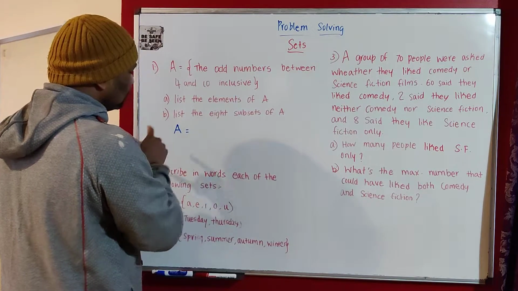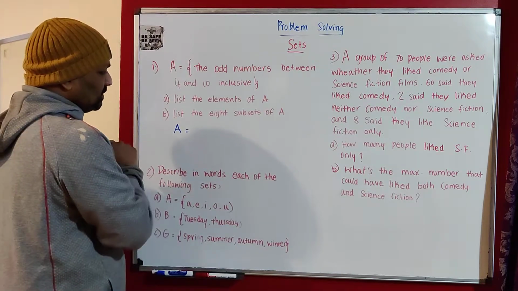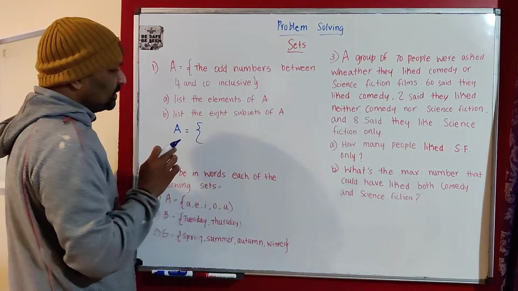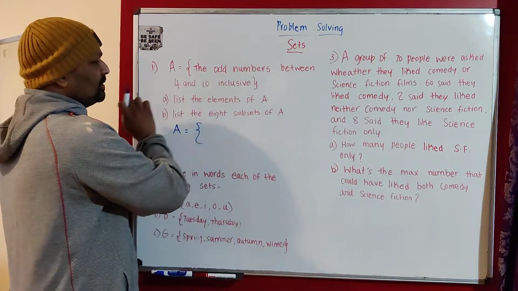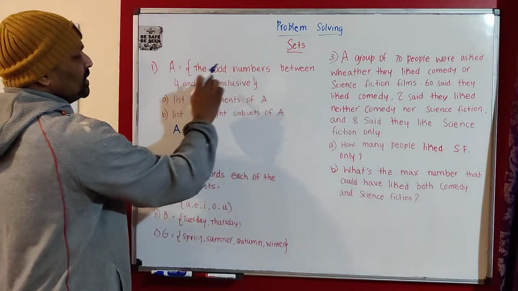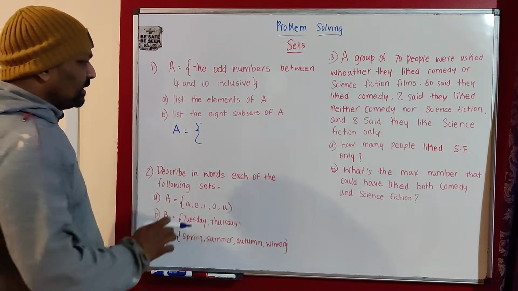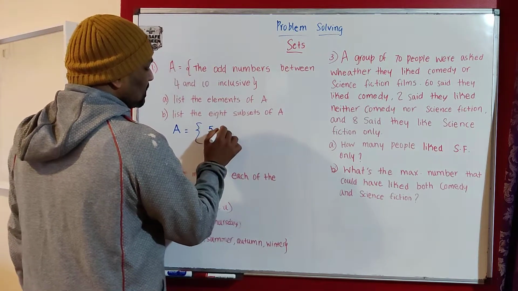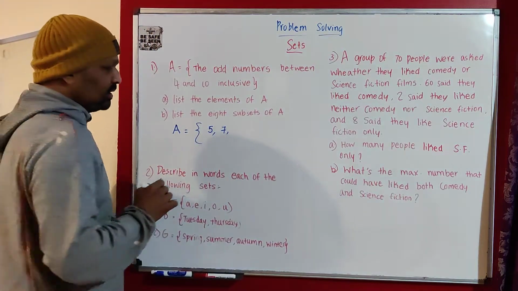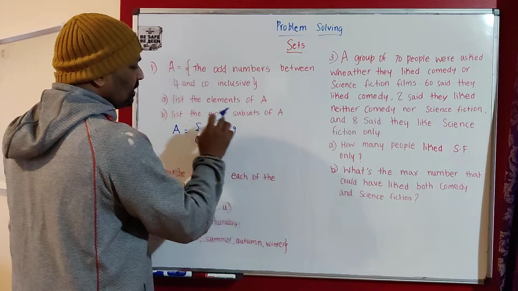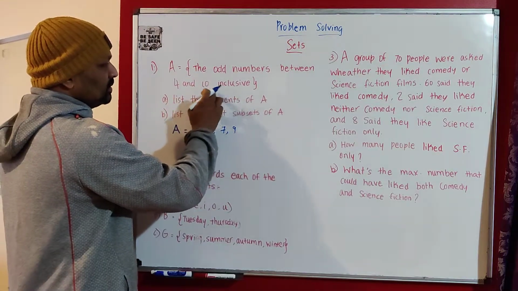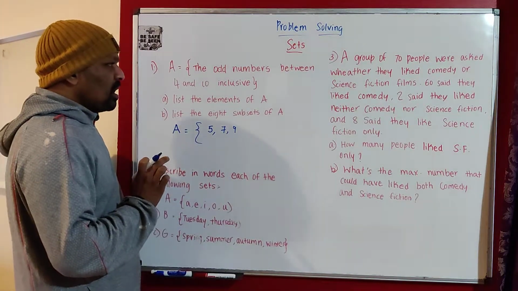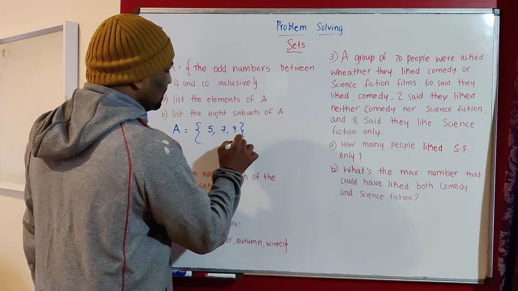The set A is equal to, list the elements of A. That means A is the set, so it should be in curly braces. What are those elements? Odd numbers, including 4 and 10. Is 4 an odd number? No, it's not an odd number, right? So the odd numbers between 4 and 10 start with 5, 7 and 9. How about 10? 10 is an even number. Though it is given here as 10 inclusive, we should not include it because 10 is an even number. Okay, so this is the set A.